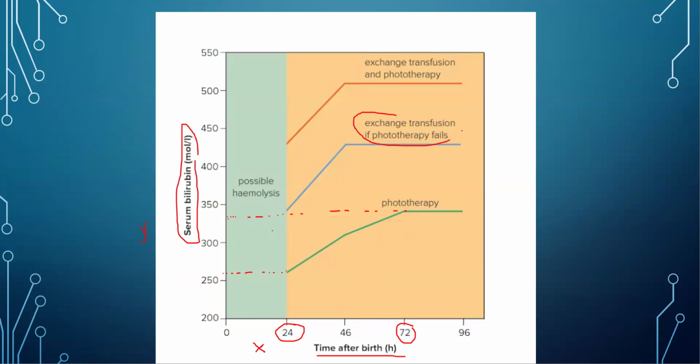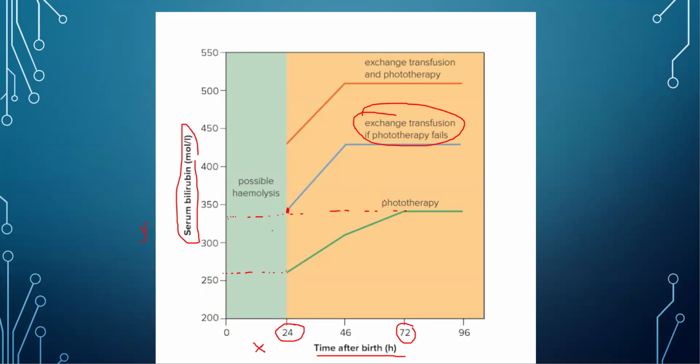In the same way, when will exchange transfusion be required? If a 24-hour-old, even after giving phototherapy, has a bilirubin now at this stage between 300 to 350, then we will move on to exchange transfusion. So we use this nomogram to decide what we are going to do.